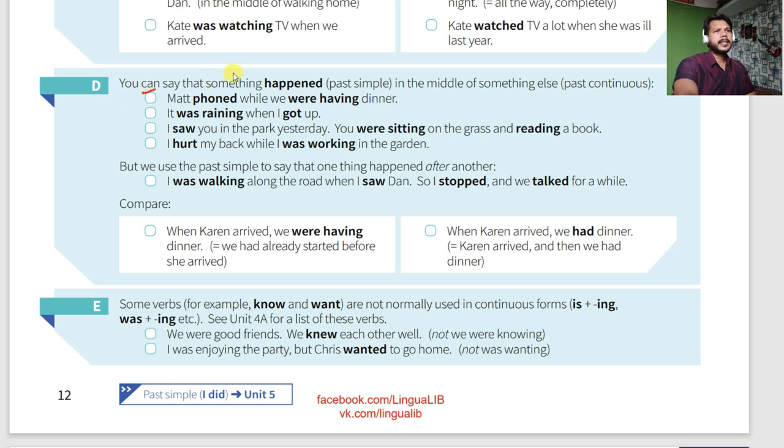You can say that something happened, past simple, in the middle of something else, past continuous. Matt phoned while we were having dinner. Same activity, this action: Matt phoned me. I want to show when he phoned me. When we were having dinner. It means the having dinner activity was going on. So I think this is also done.